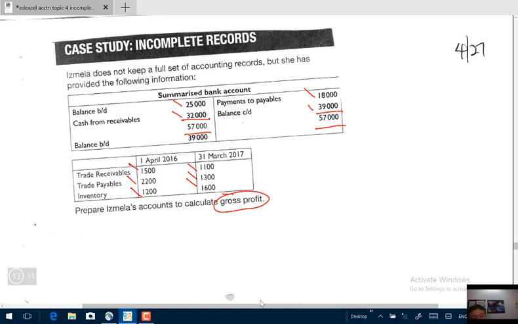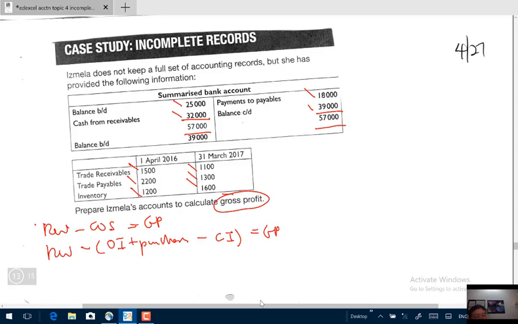Gross profit is actually, remember what I told you, sales or revenue minus cost of sales gives you gross profit. I use short form GP. Now cost of sales is what? How do you get cost of sales? The opening inventory plus purchases less closing inventory, right? That is cost of sales. That will give you gross profit.